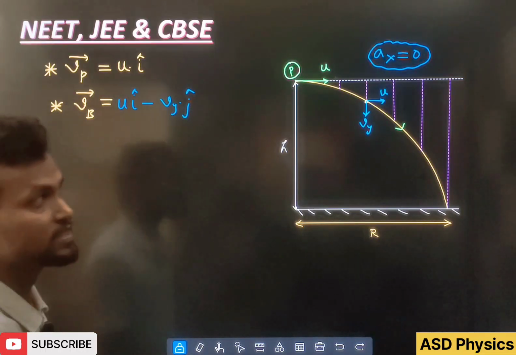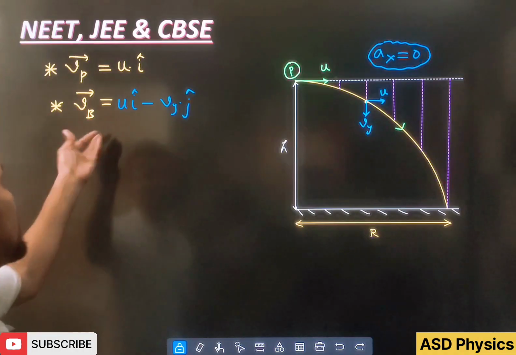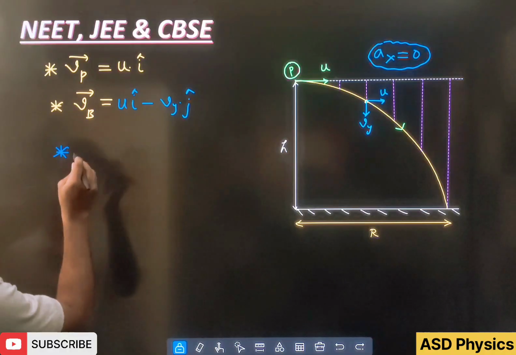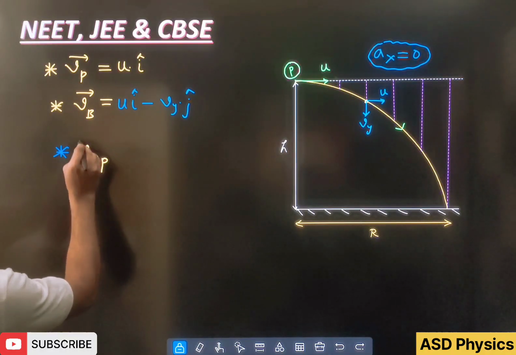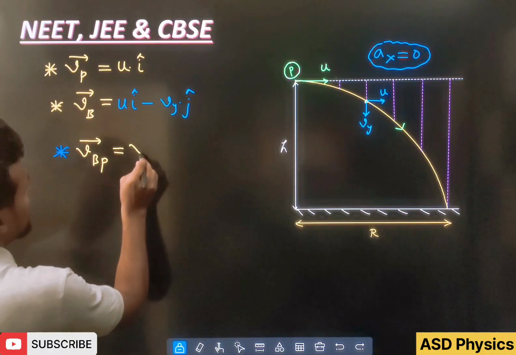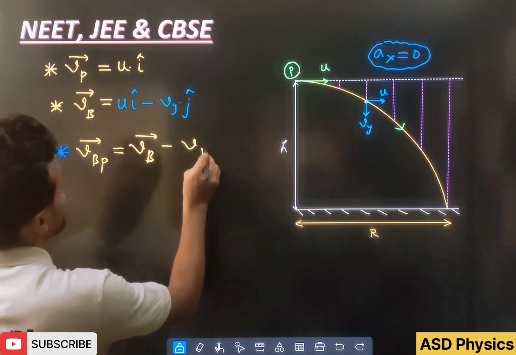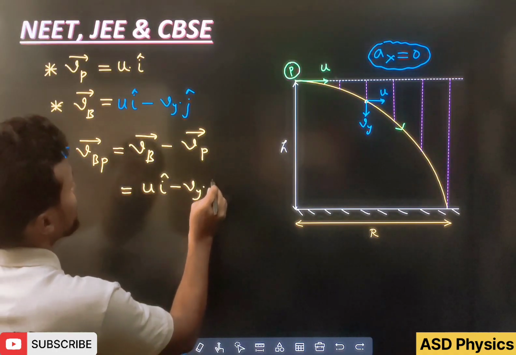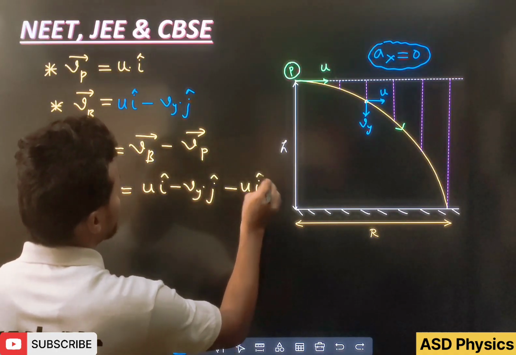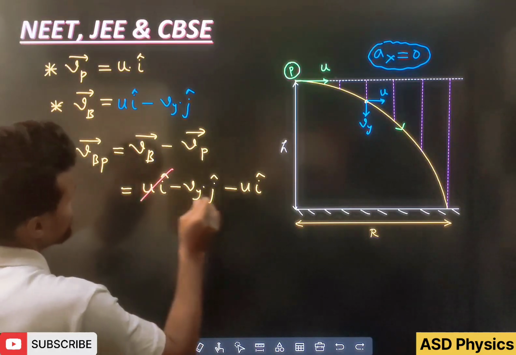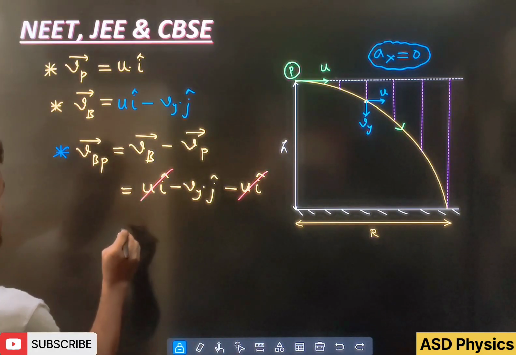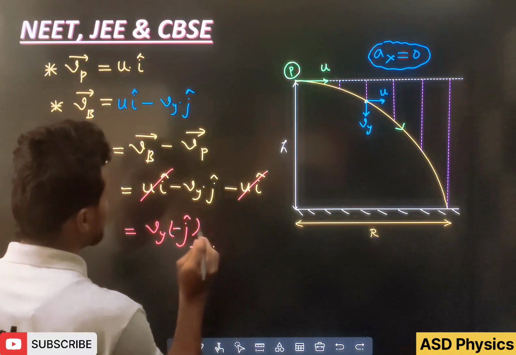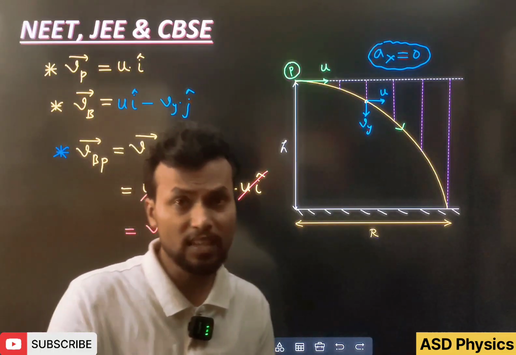This is the velocity of the person sitting in the plane, fighter jet, whatever they are giving, and this one is the velocity of the bomb. So as this velocity of the bomb is observed by a person, we will calculate the velocity of bomb with respect to the person. So what will this come to? We can tell velocity of bomb minus velocity of person. Velocity of bomb how much here? u i cap minus vy j cap, and here we write minus u i cap. So what other things can be cancelled out? This u i cap is cancelled. That means it is coming to vy in minus j cap. There is only one component in a downward direction, along negative y-axis.